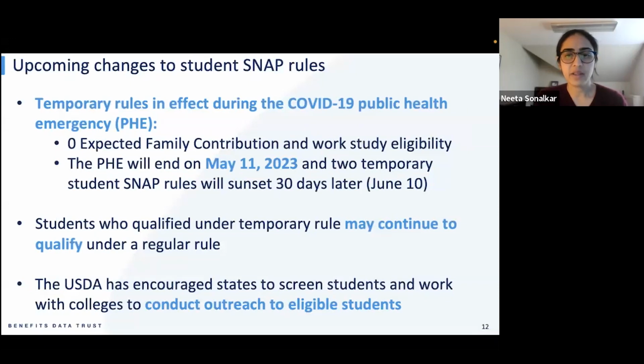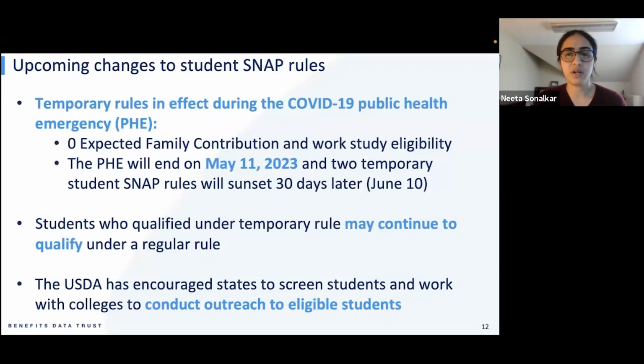I also want to just highlight why this work is so timely by focusing on a change to SNAP rules that is coming up very soon. During the public health emergency, 2 temporary rules made it a lot easier for students to qualify for SNAP. This rule is going to end on June 10th, 30 days after the end of the public health emergency declaration. And what this means is that some students may not be eligible for SNAP anymore, but actually many others will continue to be eligible under the regular rules.